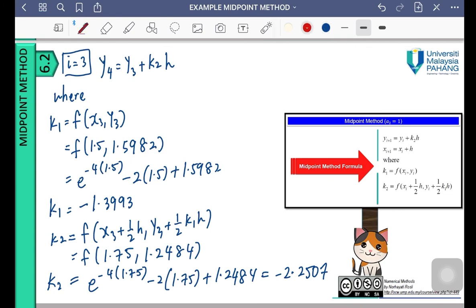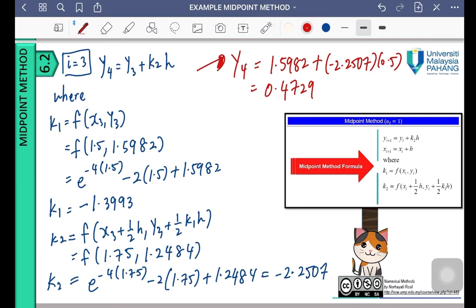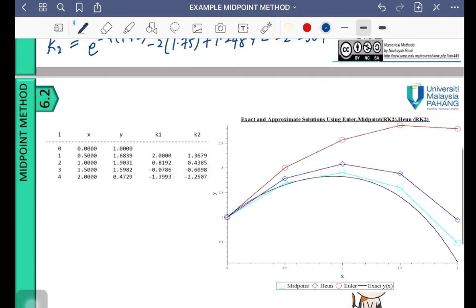Alright, so finally we obtain the value for y4 by using midpoint, equal to y3, so 1.5982 plus our second slope negative 2.2507, times the step size 0.5. If you calculate this, you may obtain your y4 equal to 0.4729. Okay, so therefore we can make a conclusion. This is our approximate value that we generate by using the midpoint method. Midpoint method is under RK2, the second order Runge-Kutta methods.